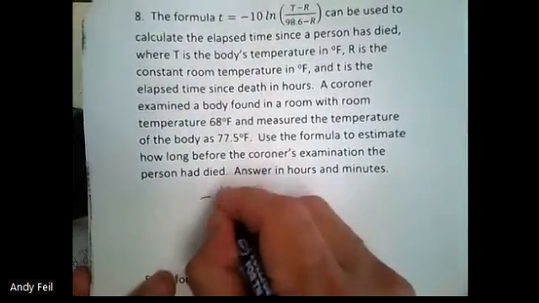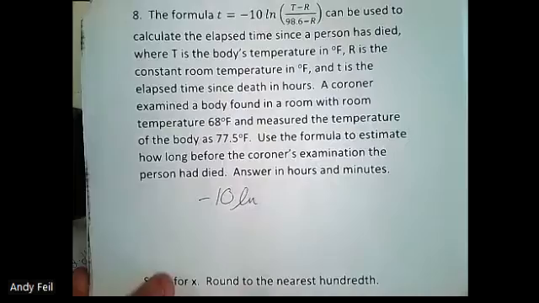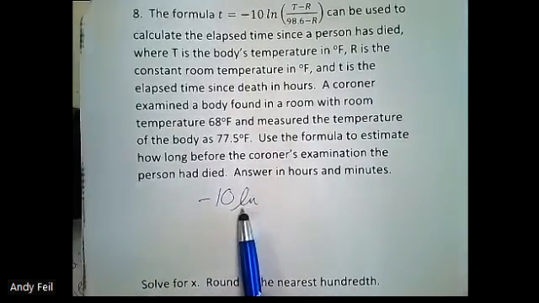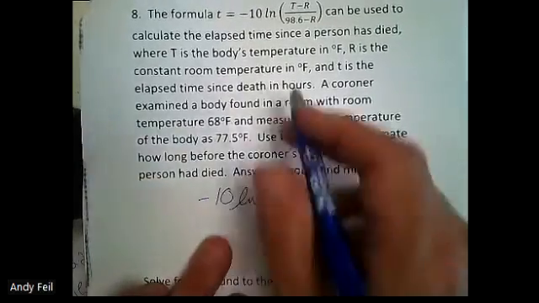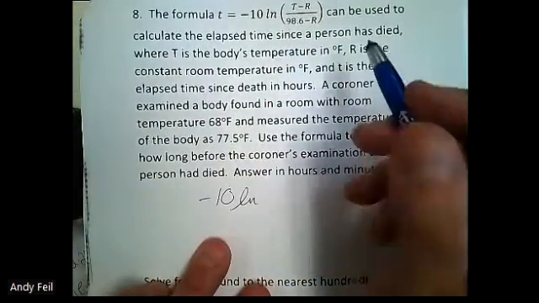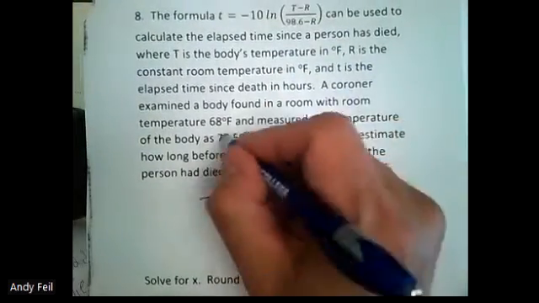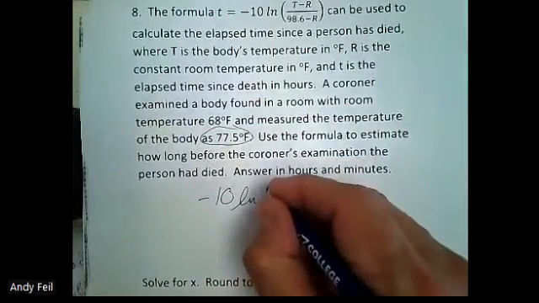This is negative 10 times the natural log. That's one place where you could possibly mess up. Is it instead of common log, you put natural log. Natural log of T. Let's see. T was the temperature of the body, right? I think that's this, right? 77.5.